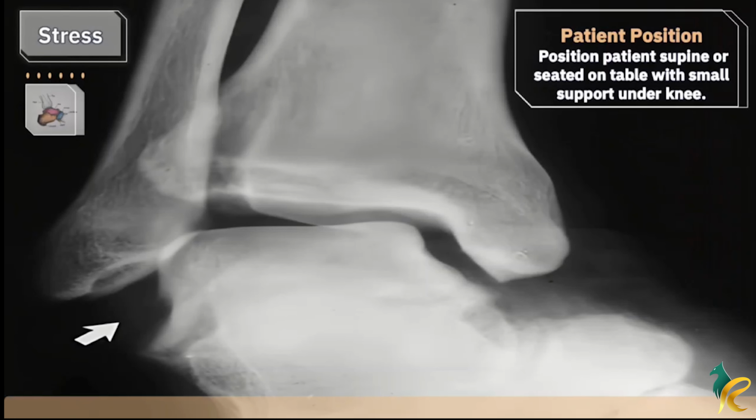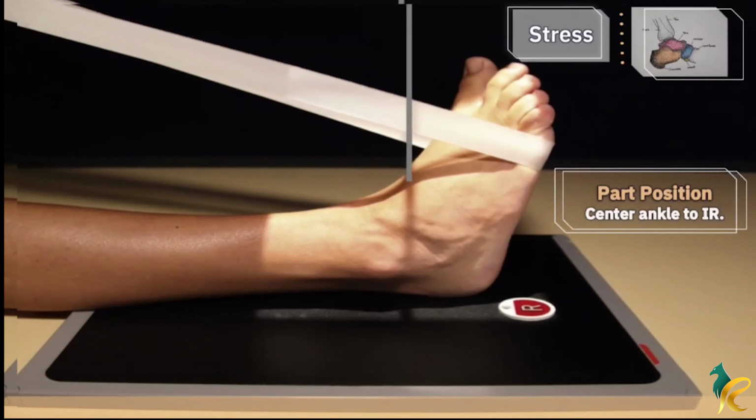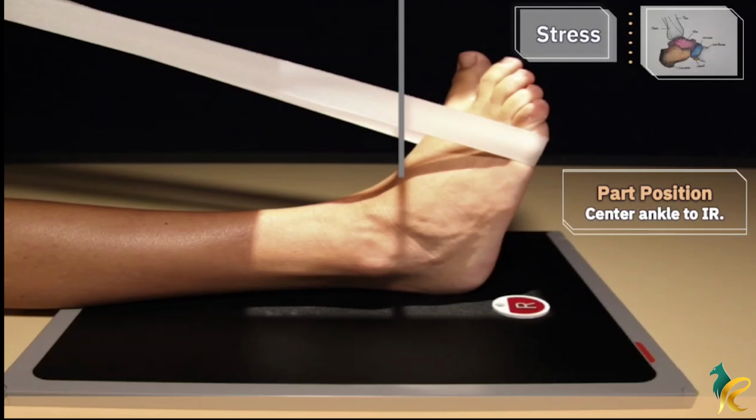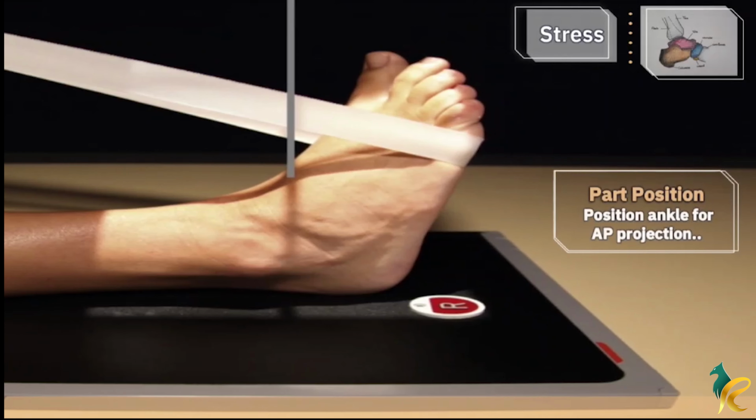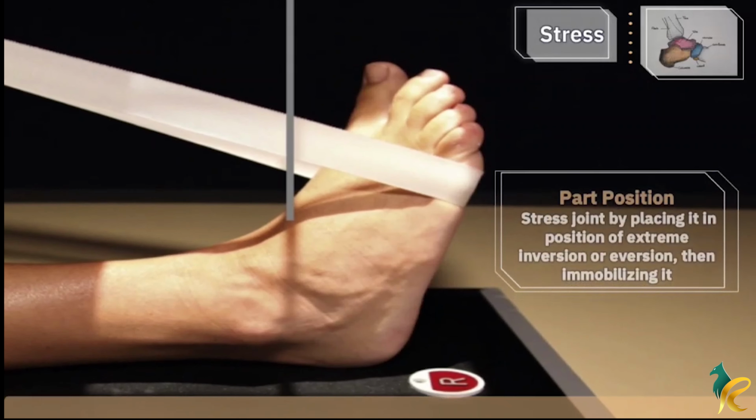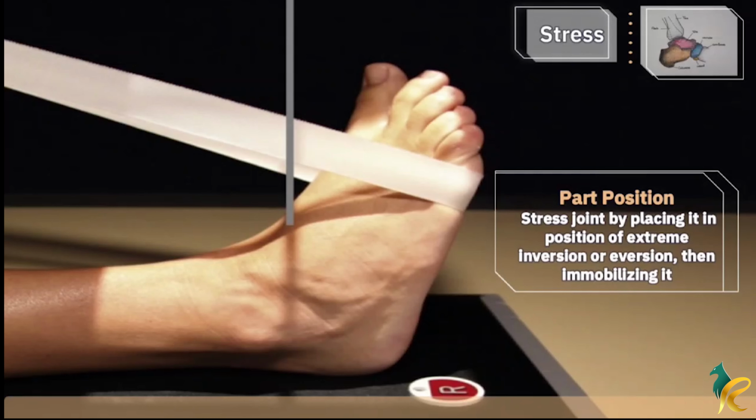Next is the stress technique for the joint of the ankle. Our patient can either be supine or seated on the table with a small support under the knee for the AP position. The ankle must be centered to the IR, and we have to position the ankle for AP projection, meaning to stress the joint by placing it in a position of extreme inversion or eversion.